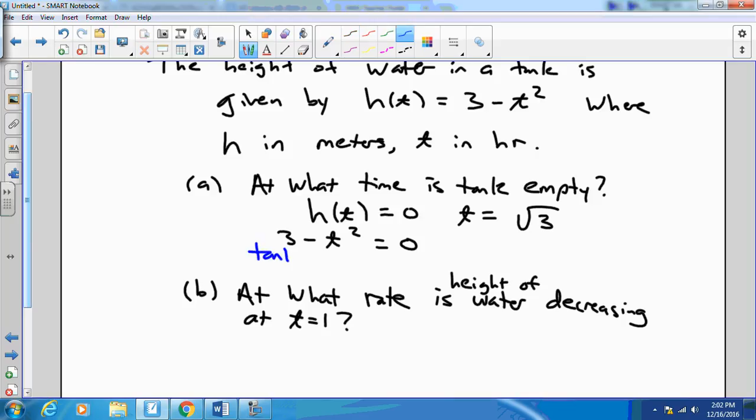And so we would now respond in English. The tank is empty at t equals root 3 hours. If you had a calculator on you, you might have computed that as 1.713. Whatever that is.